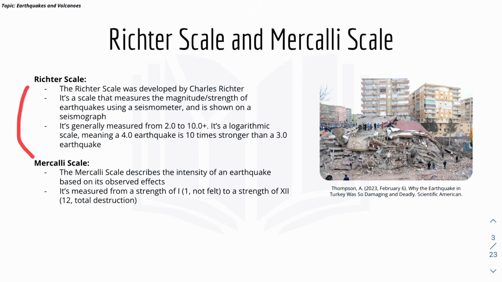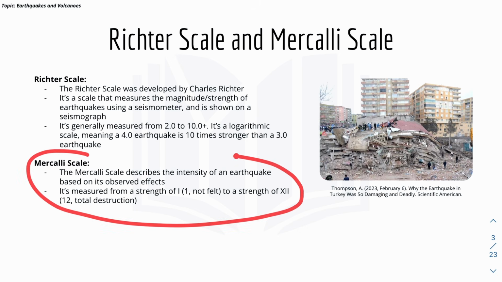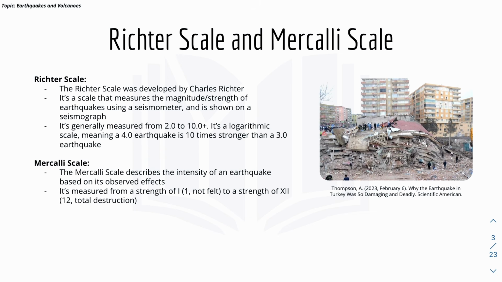And the other scale is the Mercalli scale. The Mercalli scale describes the intensity of an earthquake based on its observed effects. And it's measured from the strength of this one right here, 1, or I, to XII, which means 12, which is total destruction. So the Mercalli scale depends on the observed effect. If you're, let's say, in the desert, it's quite hard to look at the effects. So the Mercalli scale wouldn't be very effective in certain areas of the world.